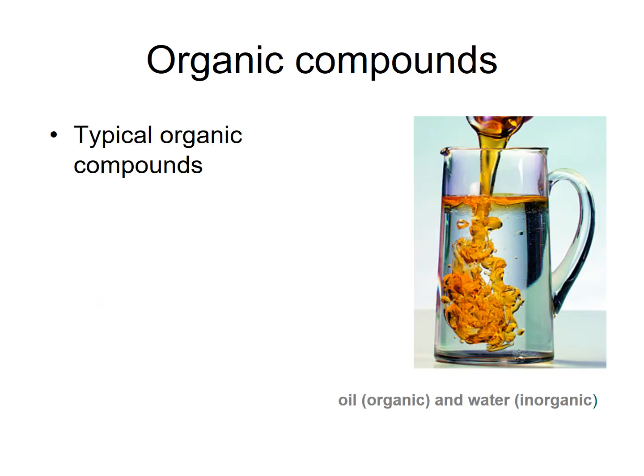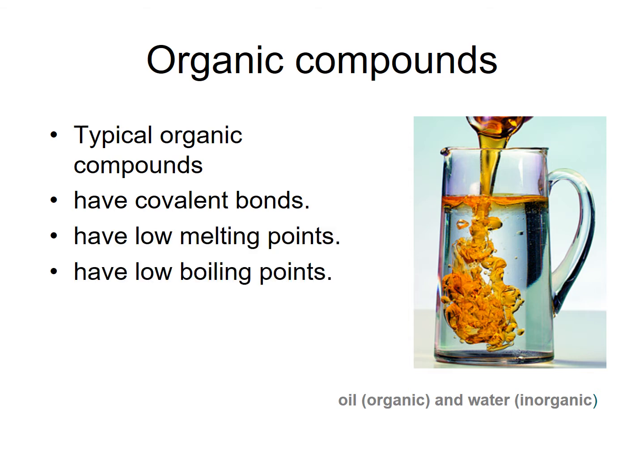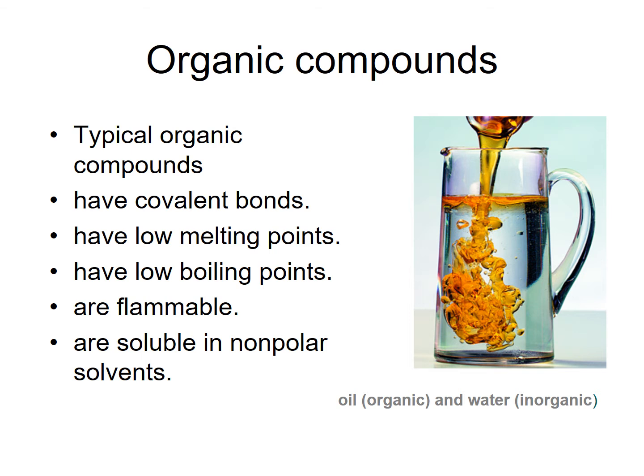If we compare organic compounds to inorganic compounds like water, we find that typically the organic compounds are going to have covalent bonds and low melting points, because they are small covalent molecules. They don't typically have very strong attractive forces between them, so they have low melting points and low boiling points. They're also flammable. The carbon can turn into carbon dioxide by reacting with oxygen. The hydrogen can turn into water by reacting with oxygen. That's always going to be an exothermic reaction, so we call that a combustion reaction.